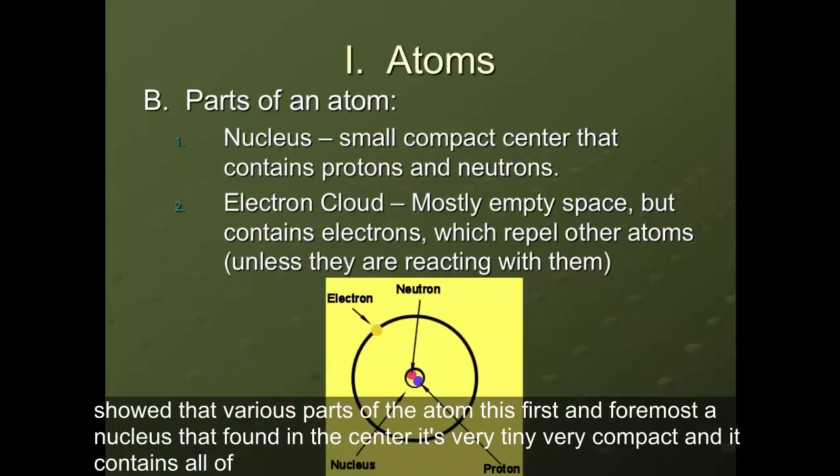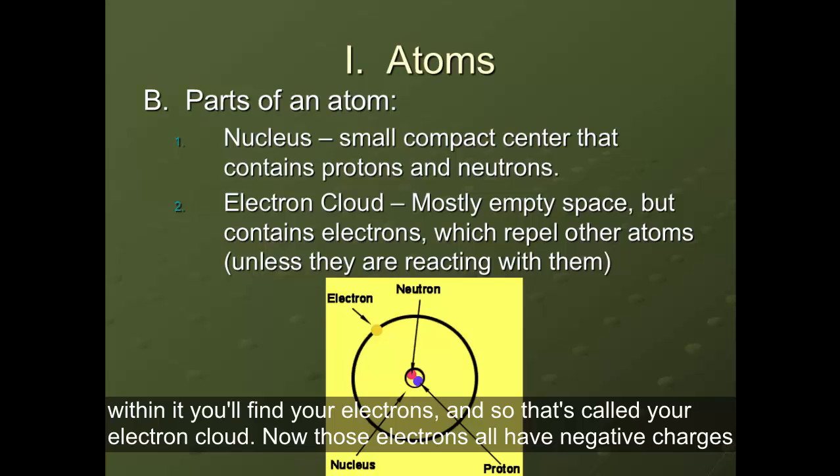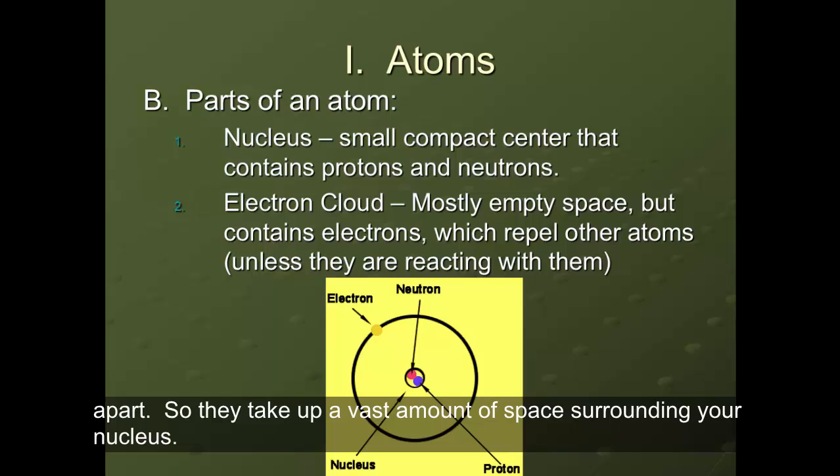So the various parts of the atom: there's first and foremost a nucleus, which is found in the center. It's very tiny, very compact, and it contains all of your protons and neutrons. And we'll talk about what those are in a minute. And then around that, you have an area that's mostly empty space, but within it, you'll find your electrons. And so that's called your electron cloud. Now, those electrons all have negative charges, and because they are negatively charged, they tend to repel each other, just like the two south poles of magnets would push each other apart. So they take up a vast amount of space surrounding your nucleus.